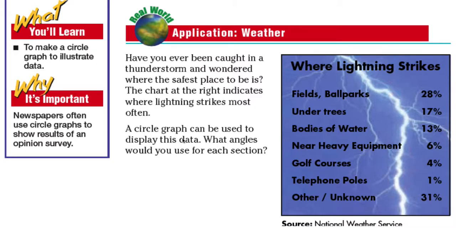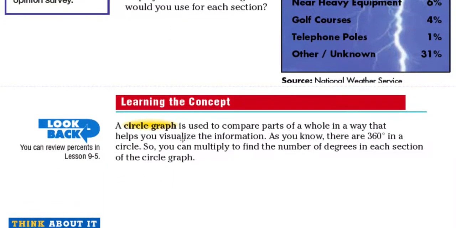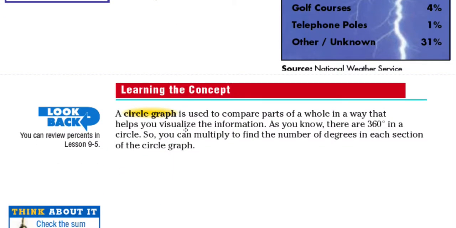So we will use a circle graph to display this data, and we want to find out the angles that we would use for each section of the data. What we do with this information is that we first define what a circle graph is. A circle graph is used to compare parts of a whole in a way that helps you visualize the information. Again, it compares parts of a whole.